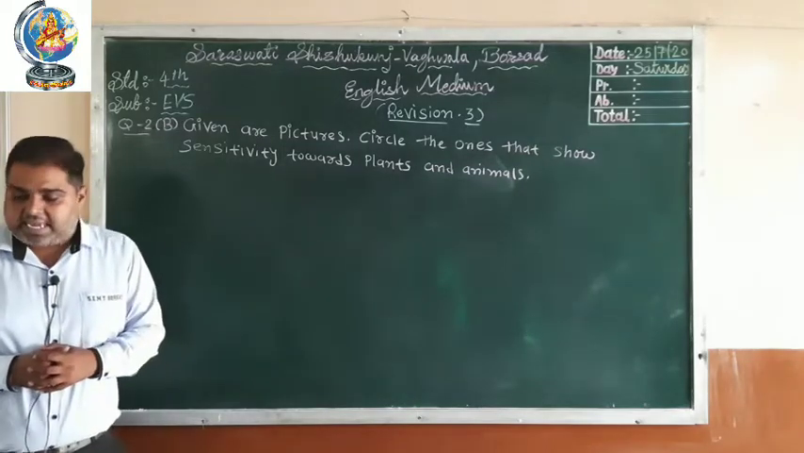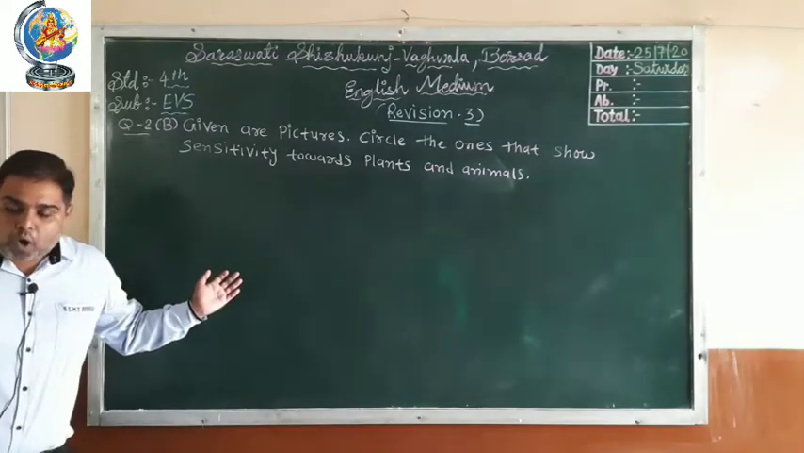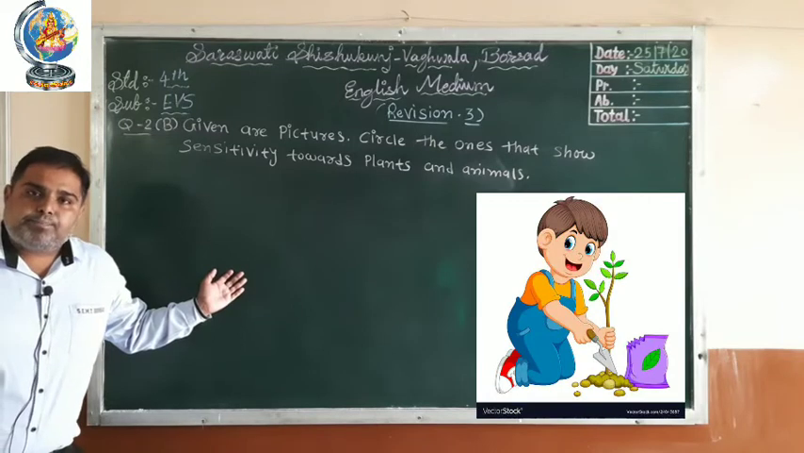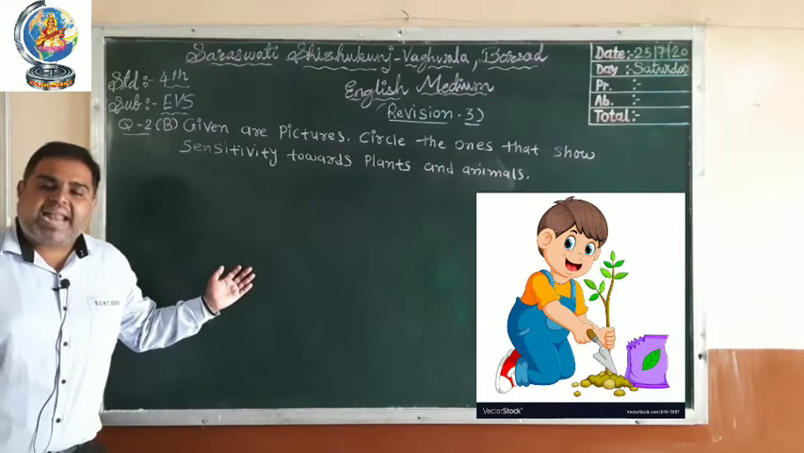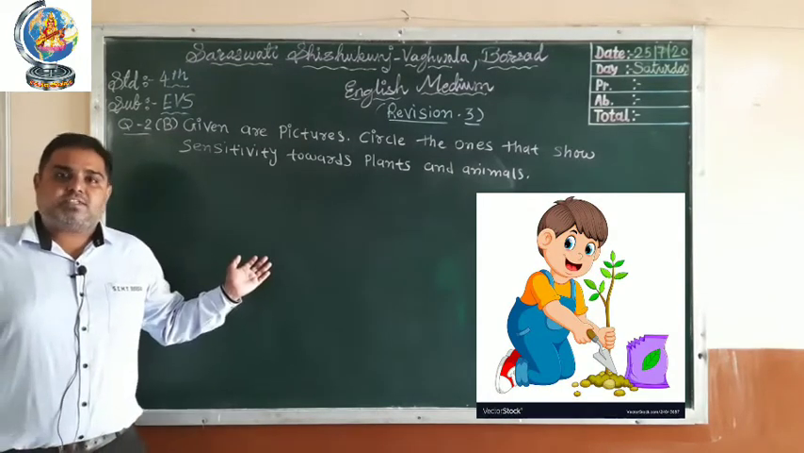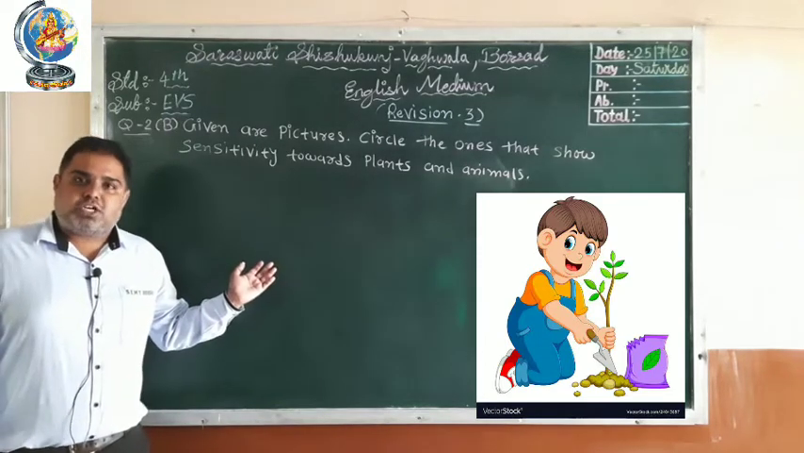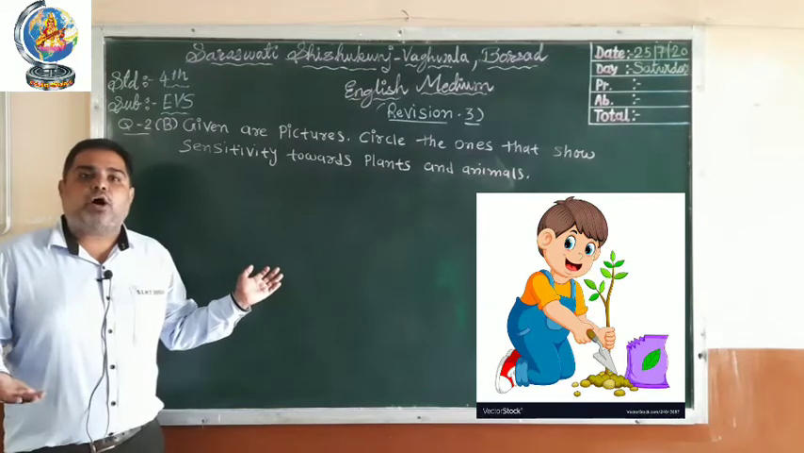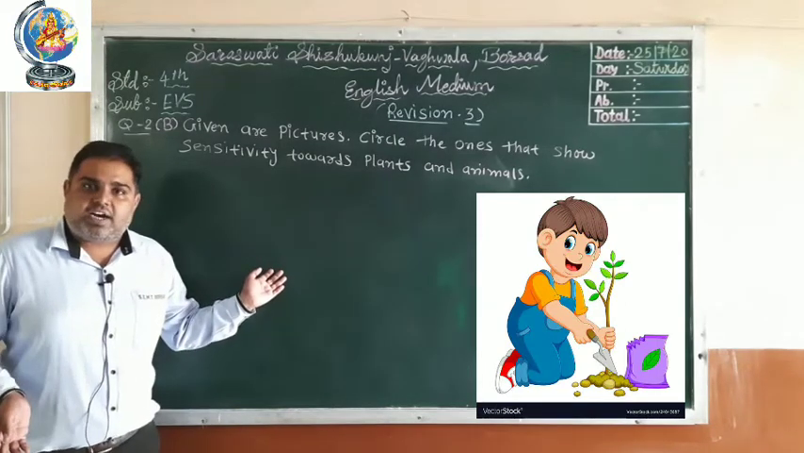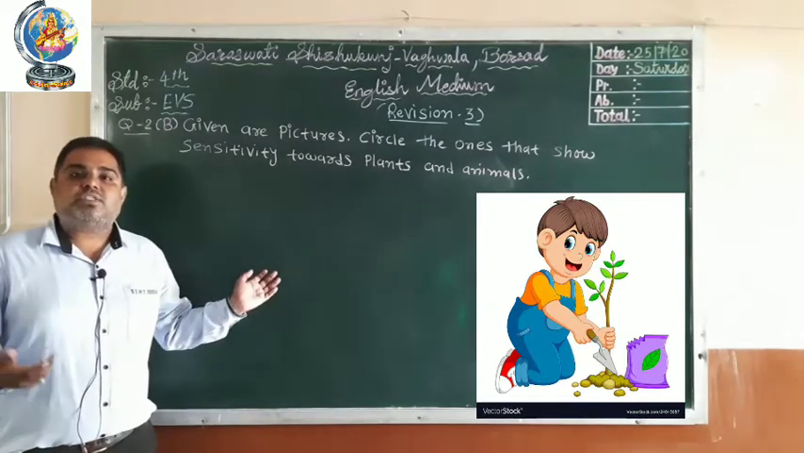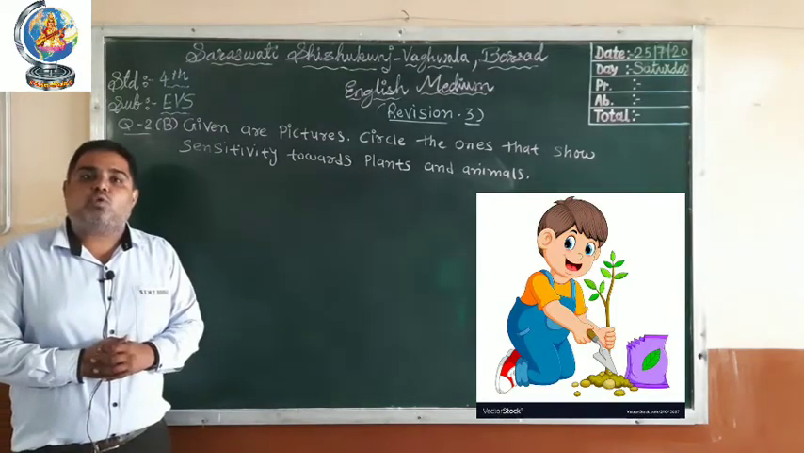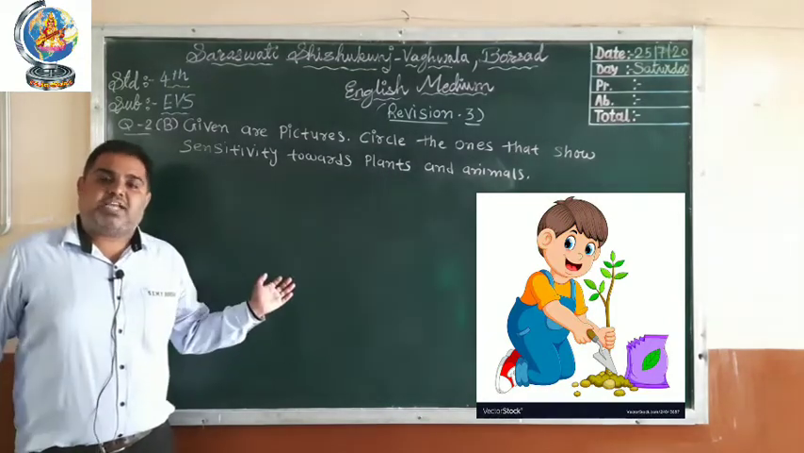And the last picture is a boy planting a sapling or a plant. So what does this picture show? It shows that a boy is loving nature. That is why it shows sensitivity. That is why you have to circle this picture.